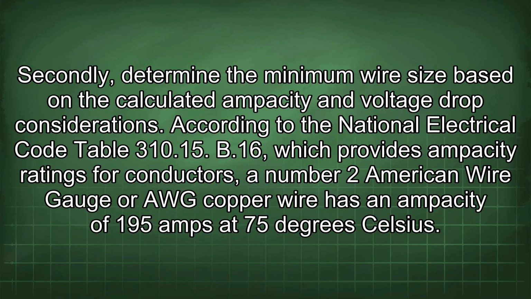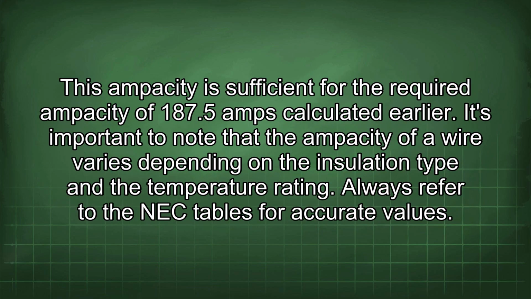According to the National Electrical Code Table 310.15(B)(16), which provides ampacity ratings for conductors, a number 2 American Wire Gauge, or AWG, copper wire has an ampacity of 195 amps at 75 degrees Celsius. This ampacity is sufficient for the required ampacity of 187.5 amps calculated earlier. It's important to note that the ampacity of a wire varies depending on the insulation type and the temperature rating. Always refer to the NEC tables for accurate values.